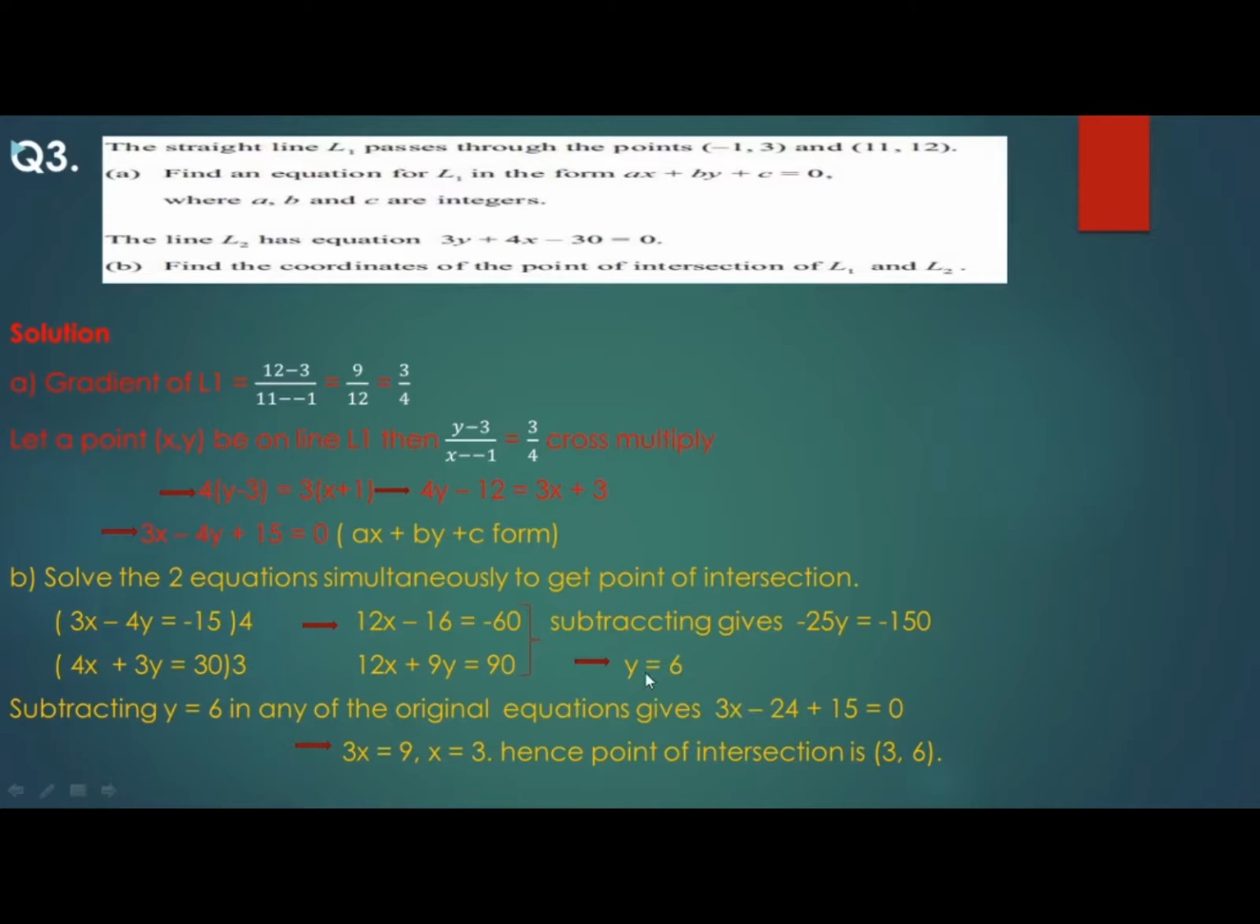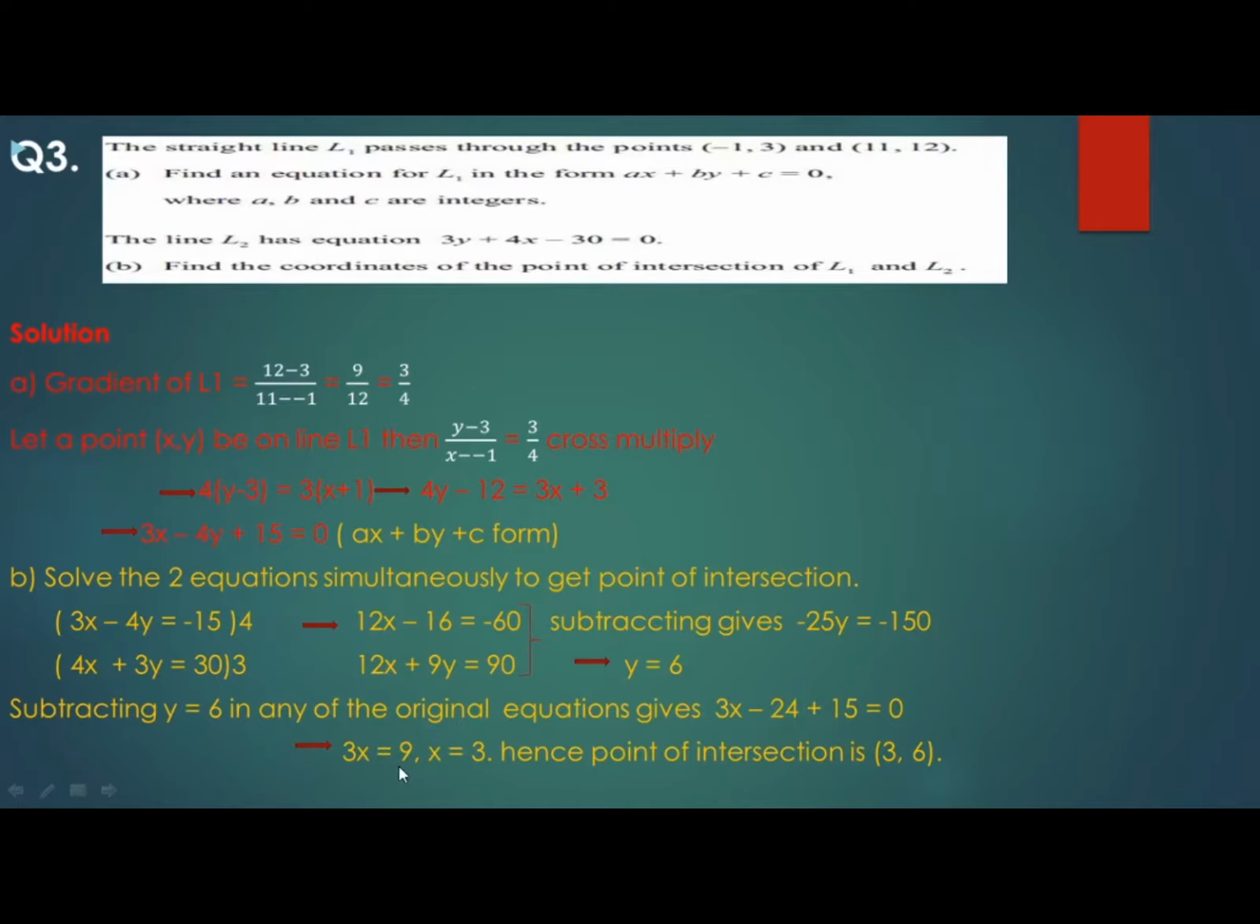either of the original equations, and you substitute your value of y there to find the value of x. I've decided to use this equation. Wherever I have a y, I substitute with 6. So I shall have 3x minus 24. 24 is 4 times 6. So it gives you minus 24 in that one, plus 15 equals to 0. Negative 24 plus 15 is negative 9.